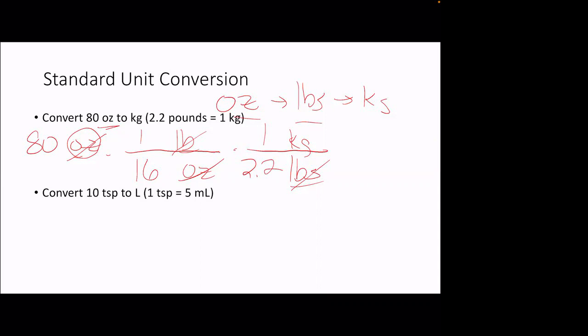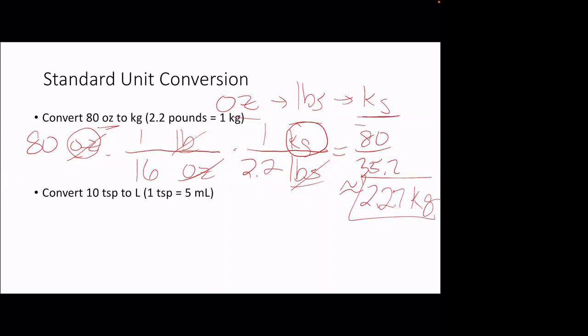And then we just multiply our tops, multiply our bottoms, and then go from there. So we've got 80 times 1 times 1, so that's just 80. And then we've got 16 times 2.2 on the bottom, 35.2. And 80 divided by 35.2 is around 2.27 kilograms approximately. And we know that we are in kilograms because all of our units canceled out, and the only unit that was left was kilograms. That's an excellent check to always make sure that everything else is canceled out and you're in the unit that you want to end up with, in this case, kilograms.